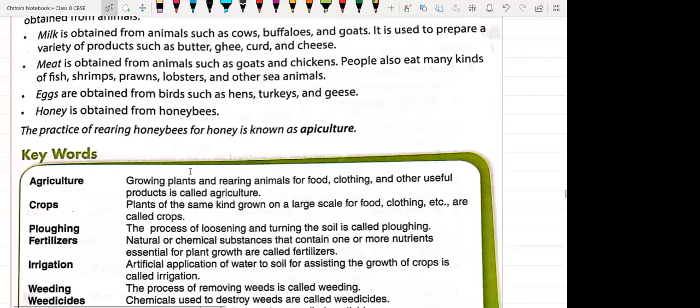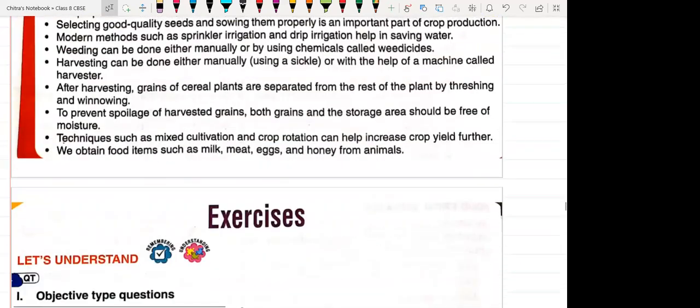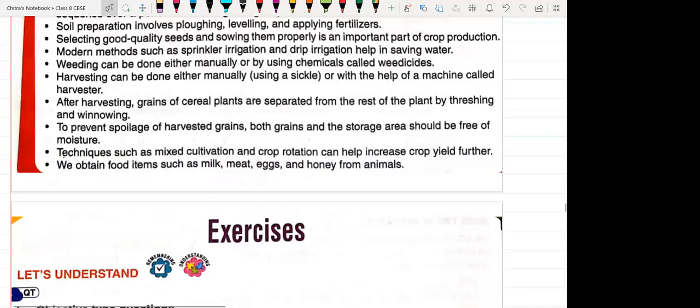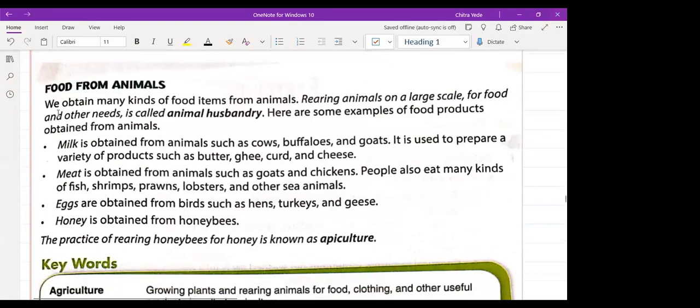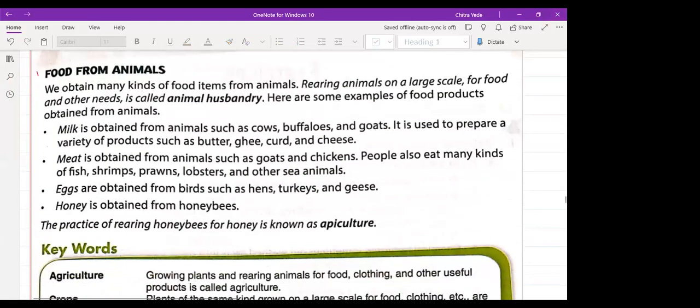Now we have food from animals. Most of the time we get food from animals also. Like the cow, from which we get milk. Buffalo, we get milk. Goat, buffalo, we have meat. And from poultry, meat as well as eggs. And from fishes, we have the flesh of the fish as seafood.